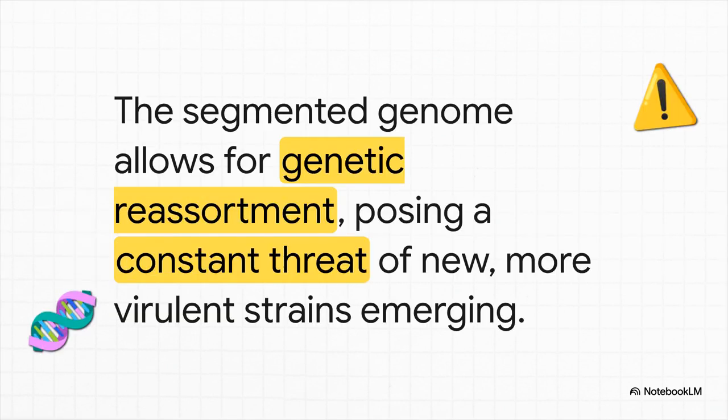And that is why the segmented genome is such a big deal from a public health standpoint. It's the exact same trick that influenza pulls. If 2 different strains of the virus infect the same cell, they can literally shuffle their genetic cards and create a brand new hybrid virus. This reassortment means we're constantly facing the potential for new and maybe more dangerous strains to just pop into existence.